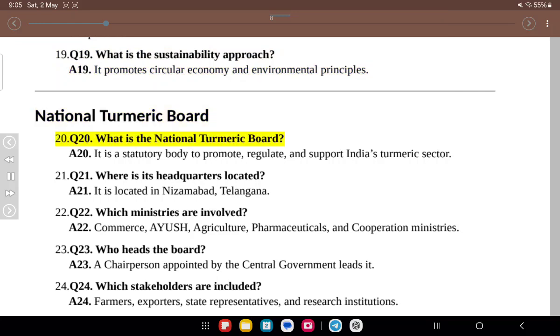National Turmeric Board. 20. Q20. What is the National Turmeric Board? A20. It is a statutory body to promote, regulate, and support India's turmeric sector. 21. Q21. Where is its headquarters located? A21. It is located in Nizamabad, Telangana.